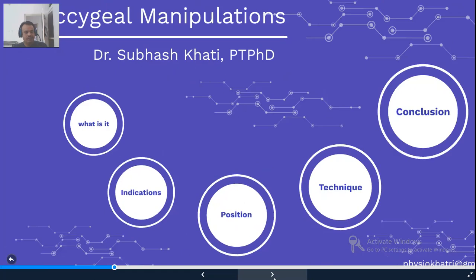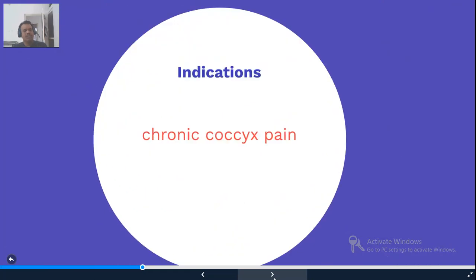So first question is look for the indication, whether there's an indication for coccygeal manipulation. And a simple indication here is chronic coccyx pain. So if your patient has got long duration pain, such as more than 12 weeks, and the patient has tried all conservative measures, then one of the best options is coccygeal manipulation.